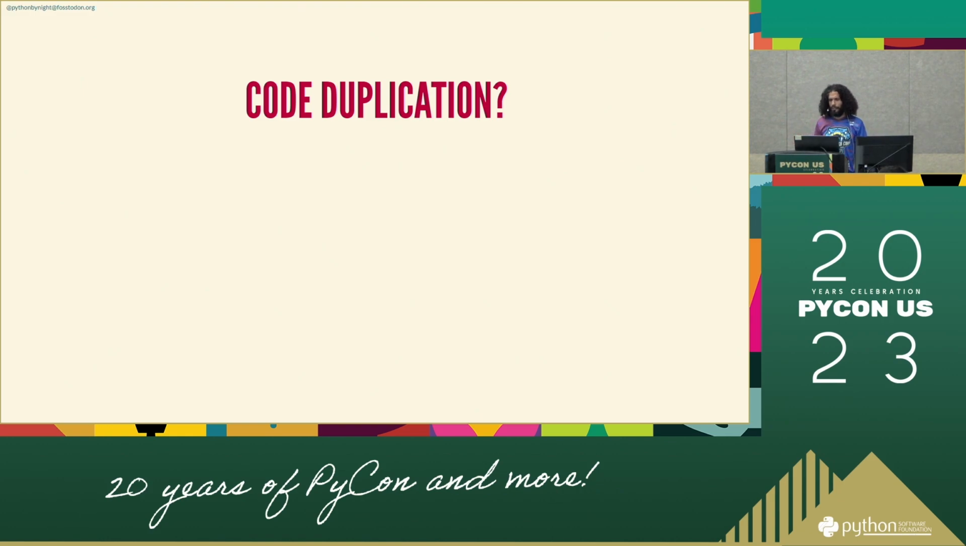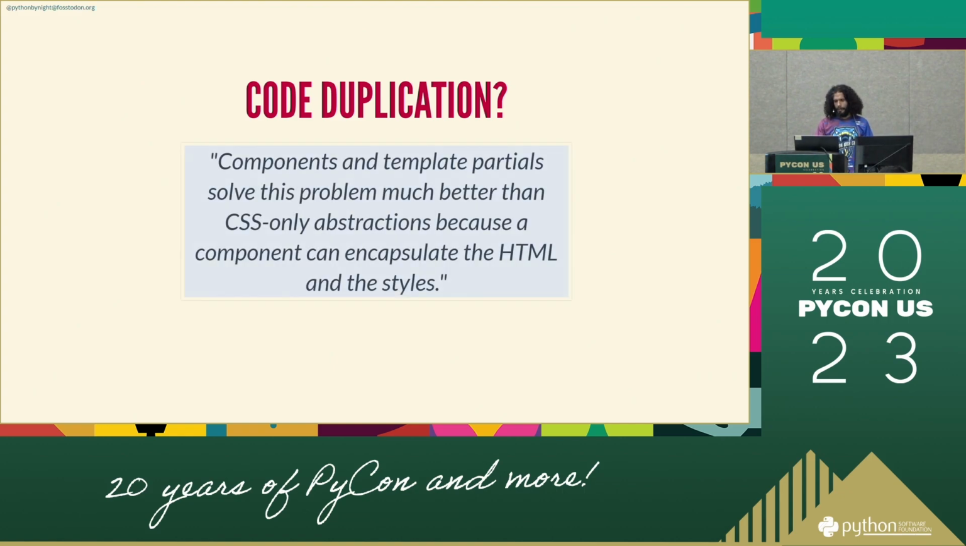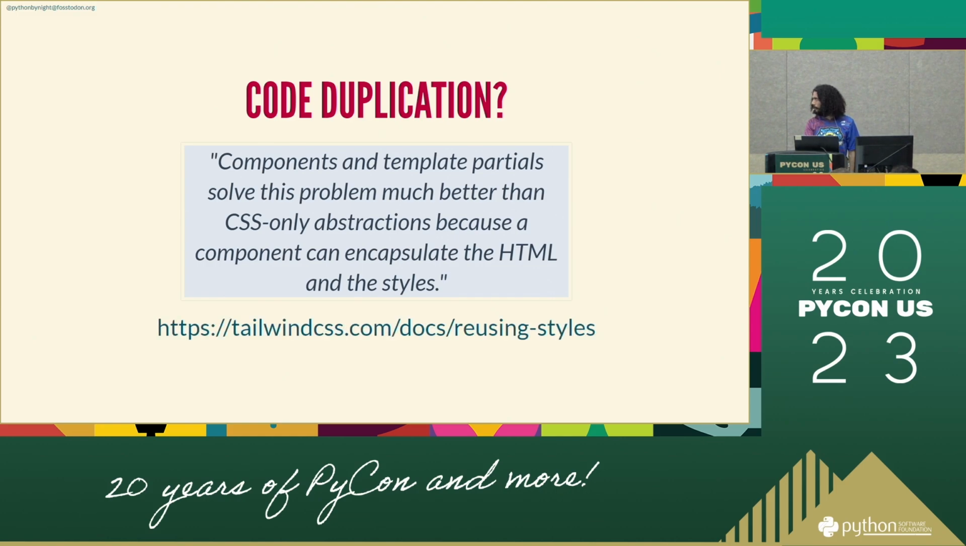Instead, you can make all those changes within the HTML, within the respective component. And there's this piece in the Tailwind documentation that talks about this. It says components and template partials solve this problem much better than CSS-only abstractions, because a component can encapsulate the HTML and the style. So because you're within your HTML, you can make all your changes in one place. And that's there in the documentation. I will have some notes with a lot of this info afterwards, so if you're missing some of these links, they will be available.